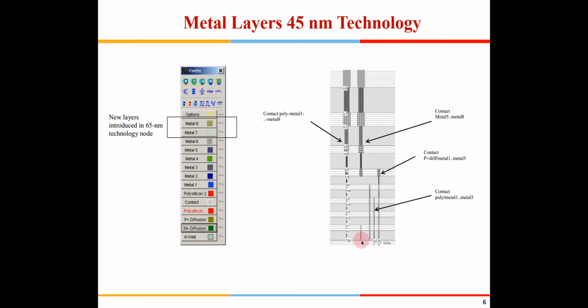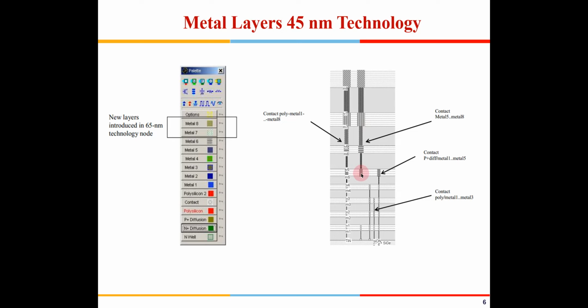Like from one metal to another metal, adjacent two-metal vias are provided, but I just saw this document in which the fab lab is providing vias which connect metal 5 to metal 8. Okay, so these kinds of vias are also there.